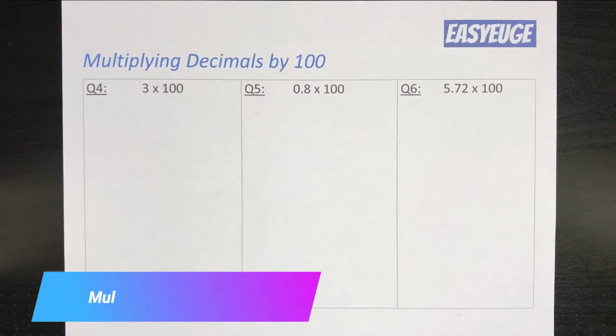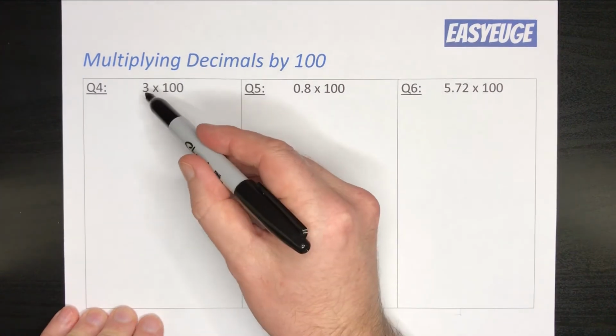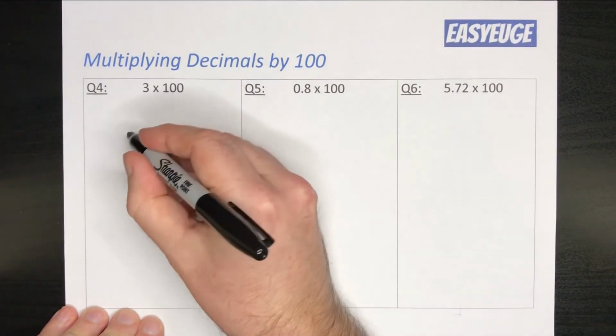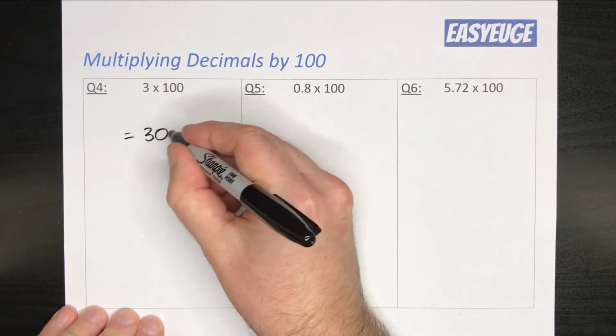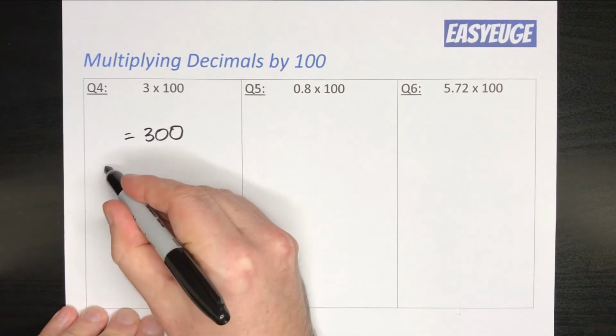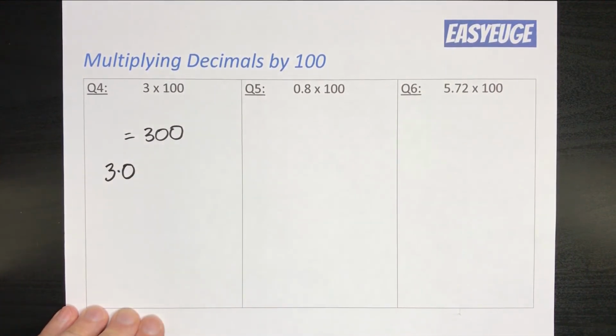Let's move on to multiplying decimal numbers by 100. So we start with a nice easy one as always. 3 multiplied by 100, well we know that that is simply 300. But let's write 3 down as a decimal first. So 3 is the same as writing 3.0.